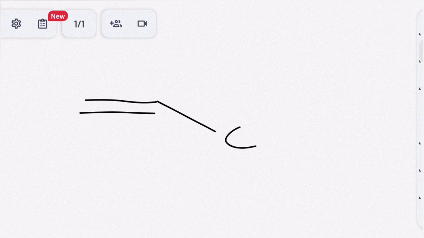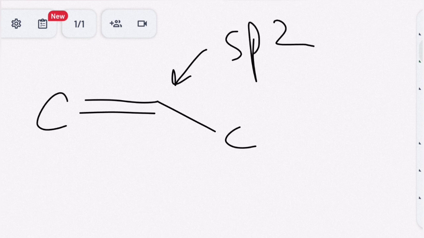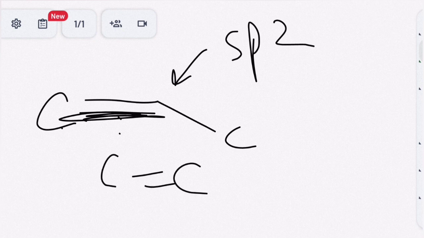Now we will talk about allylic halides. In these, an sp2 hybridized carbon atom is attached to another carbon by a double bond. So we can simply say that the sp3 carbon bearing the halogen is adjacent to a carbon-carbon double bond.